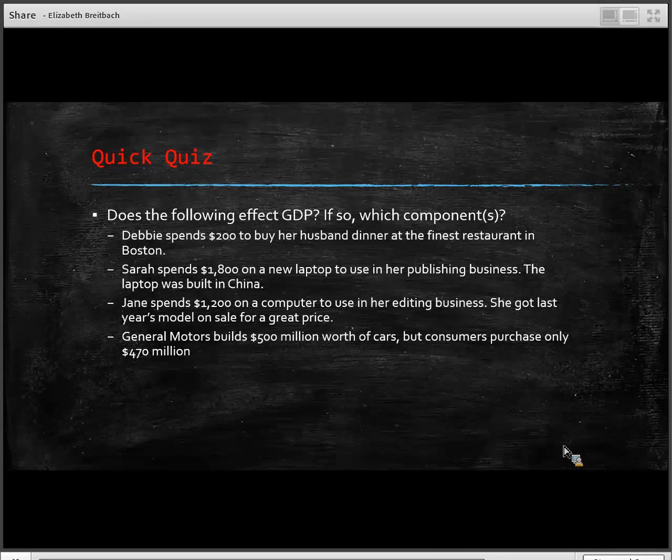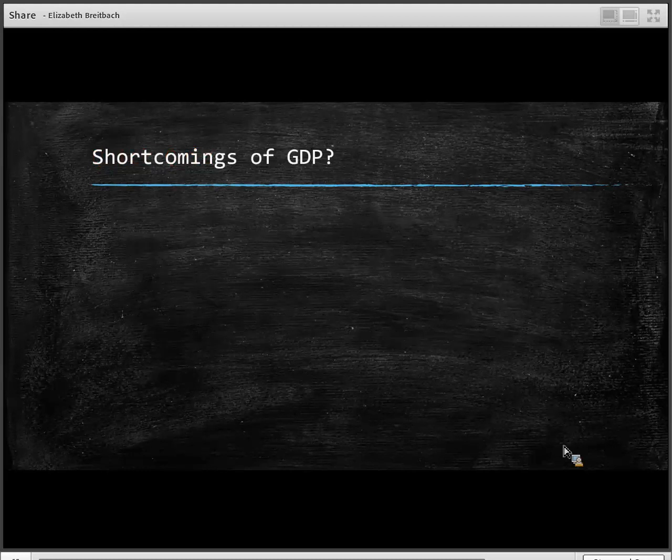If you need extra practice on those, make sure you see the worksheet. So what about GDP problems? There are problems and criticisms of GDP, and there are four specific problems with GDP that are probably the most popular.